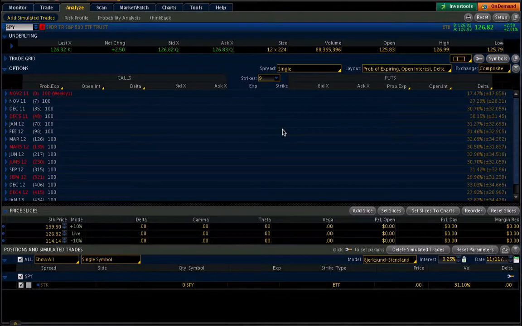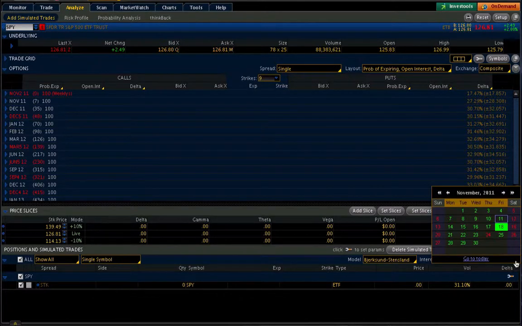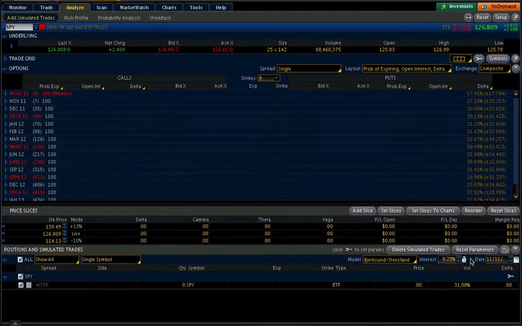Now that date is on the third Friday of every month. So if we go down here and look at November, well, the 18th, that's the third Friday of the month. That is when November options will expire, on the 18th. If you go to December, they will expire on the 16th. January 2012, they expire on the 20th. So the third Friday of every month.